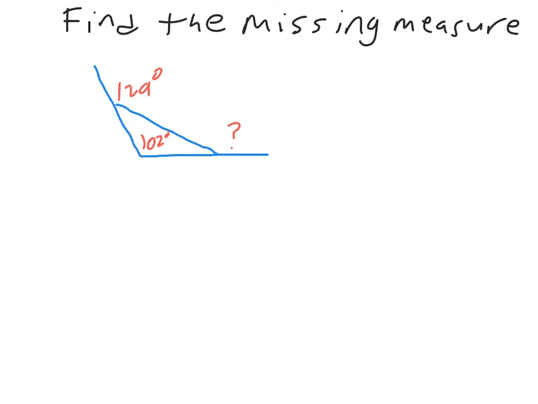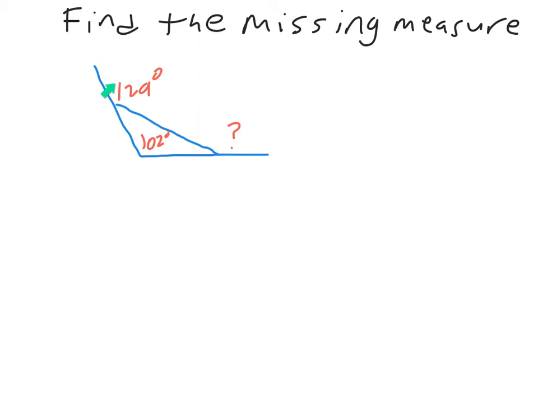Alright, so in this problem, we're given that this exterior angle right here is 129 degrees. This angle right here is 102 degrees, and we need to find this missing measure right here. Well, first thing we want to do is find the interior angle here.